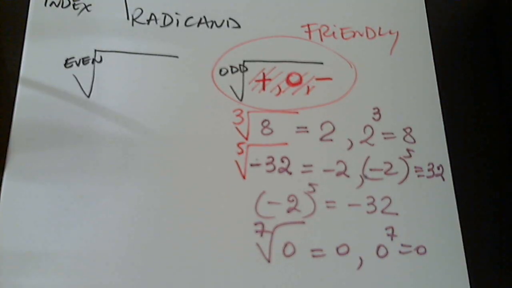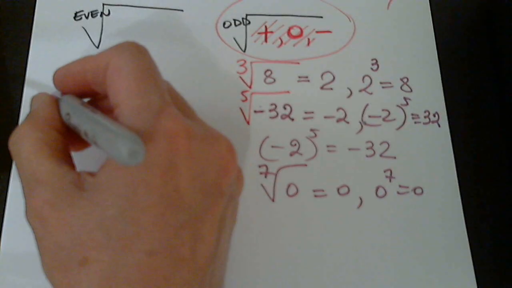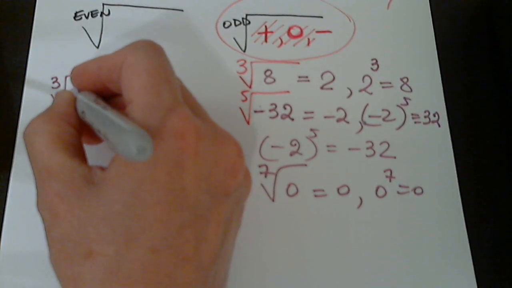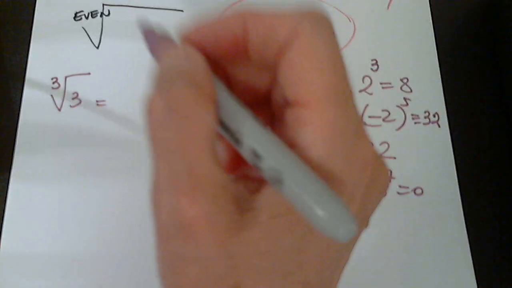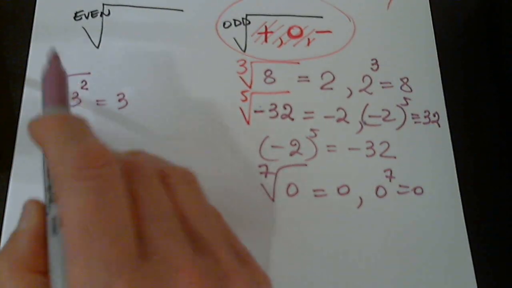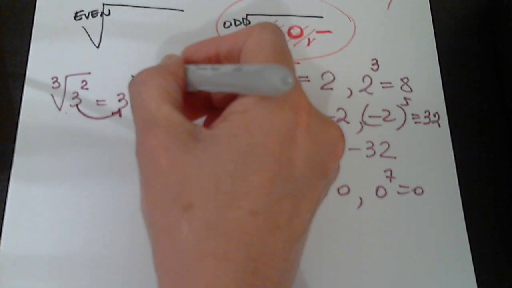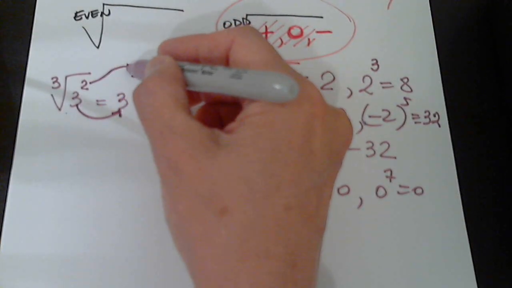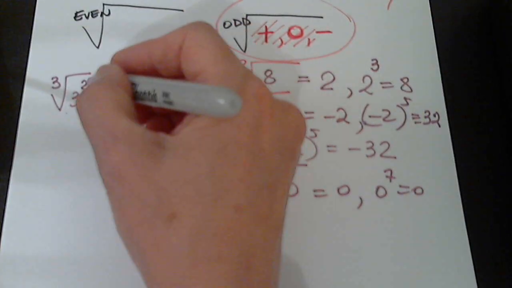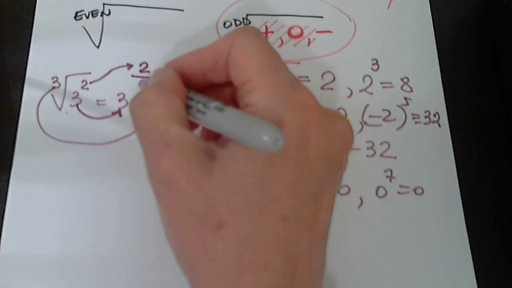Now, all radicals can be presented as exponents. So when I have the cube root of 3, let me put something else here, like 3 squared. The cube root of 3 squared can be written as 3, and the power is a fraction. The fraction is always formed in the following way. The exponent is the numerator. The index is always the denominator.